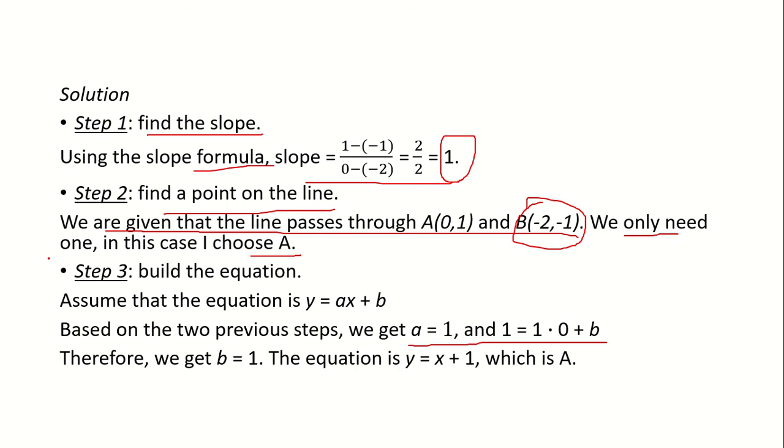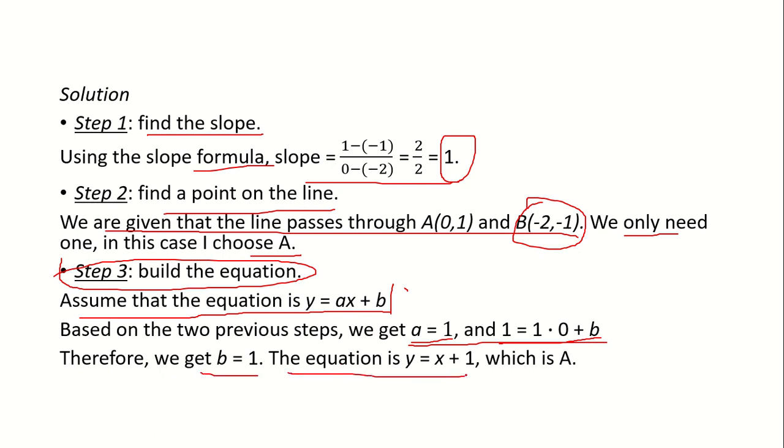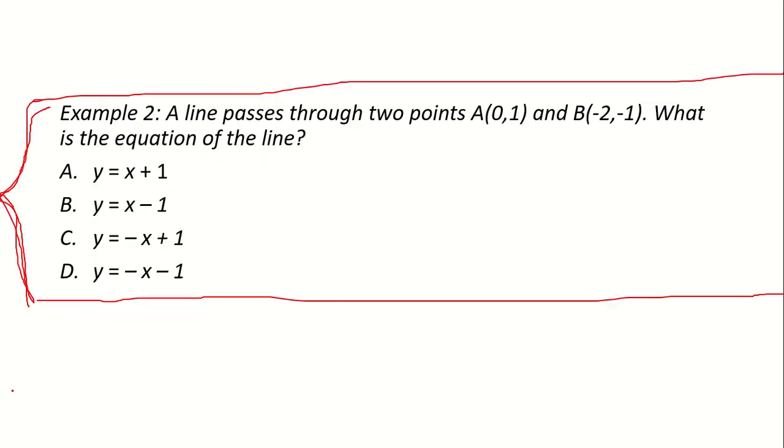So let's move to step 3, which is building the equation. Assume that the equation is in the standard form as usual, and plug in the slope and the point as we did in the first example, and then we get the equation. So the answer is A.